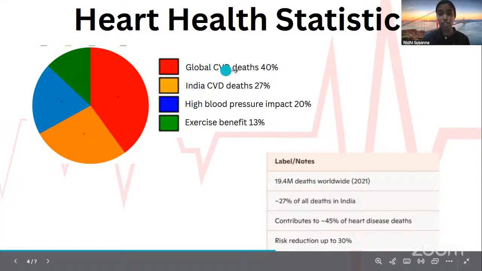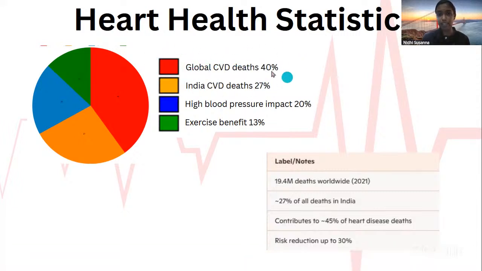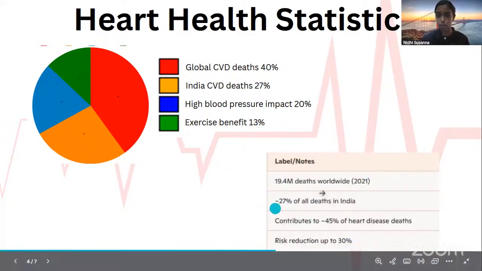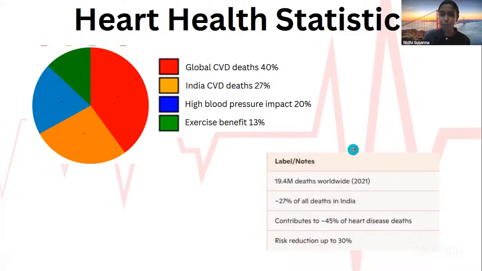So globally, the rate of death is 40%, and India has 27%, and high blood pressure impact is 20%. And we can have 13% of benefit if we exercise, and a few other things are written here, you can see.